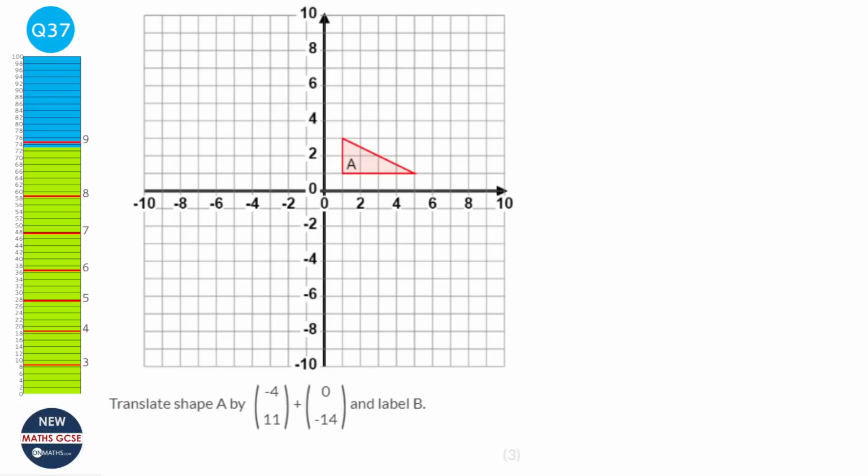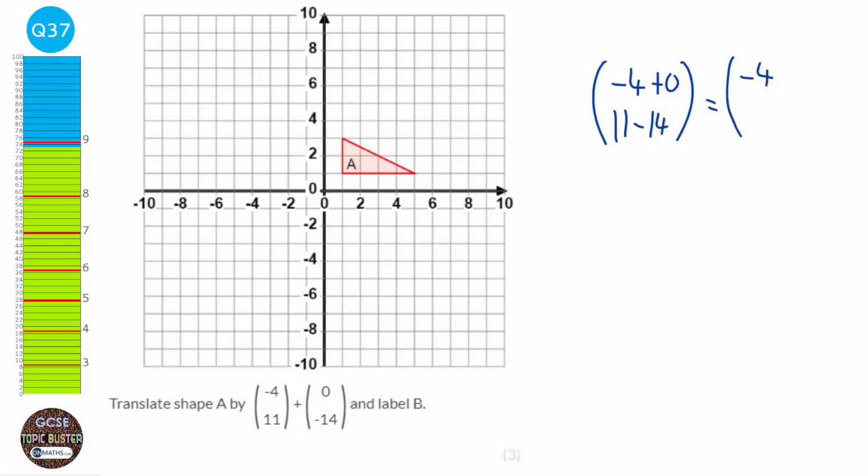First thing I'm going to do is add these column vectors. So we're going to add the tops first, and then we're going to add the bottoms. So it's plus minus 14. And so at the top it would be -4, and 11 take away 14 is -3.